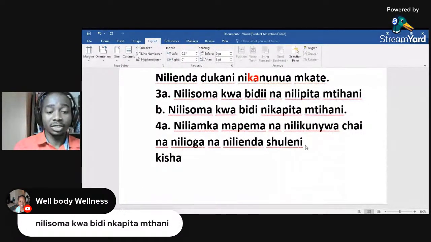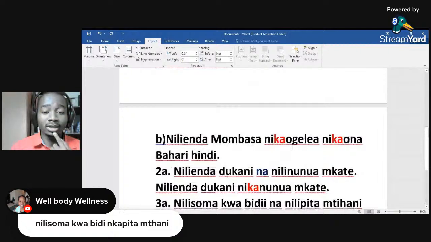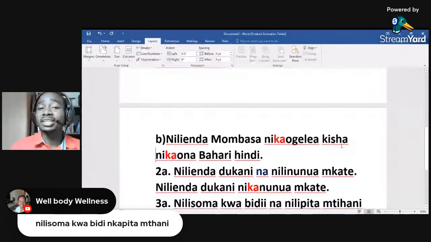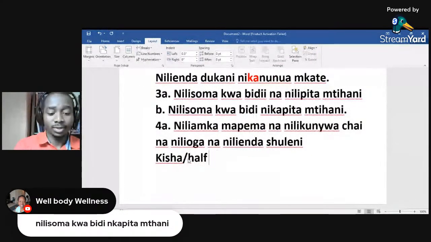Kisha. Kisha you can add here, but when you use kisha, it can be used whether you have this past, we have this li, or you can use it when there are more than 2 verbs. So you can use this kisha. Like here, nilienda Mombasa nikaogelea. Kisha, you can say kisha nikaona bahari Hindi, or you can use kisha or the word halafu. Kisha and halafu, they're just the same. Use this one when there are more than 2 verbs there on that ka.